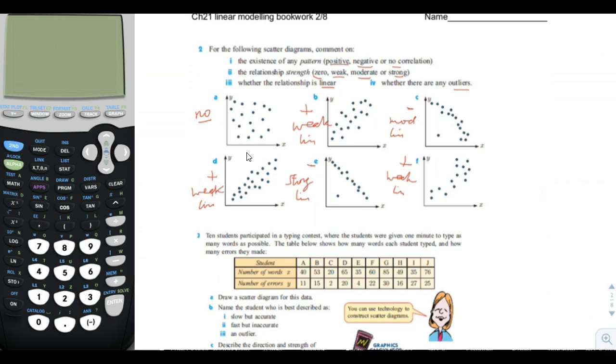Whether there are any outliers. Okay, let's mark the outliers if there are any outliers. There's one, and that's pretty much it. Okay, so just 2 have outliers.